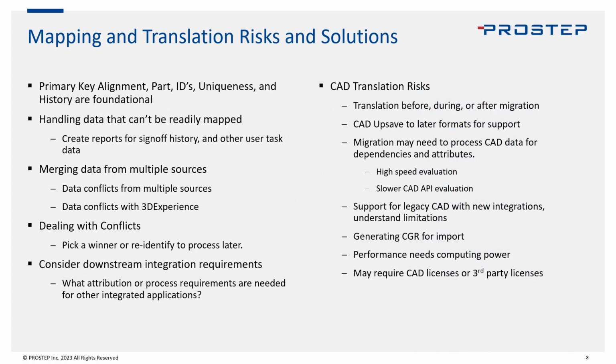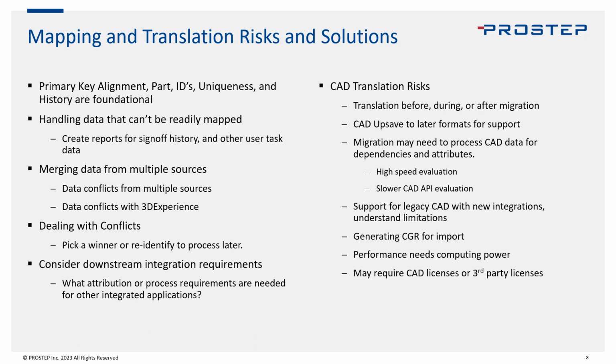So let's move on to mapping and translation risks and solutions to those. Key to mapping, starting there, is the primary key alignment. So identifying uniqueness of all the data within the source system and how that's going to uniquely then be provided to the target system, especially if you've got multiple sources of data that you need to align. Identify what those keys are, make sure that's known, and then you can merge data. You can understand data conflicts between the different systems as well.